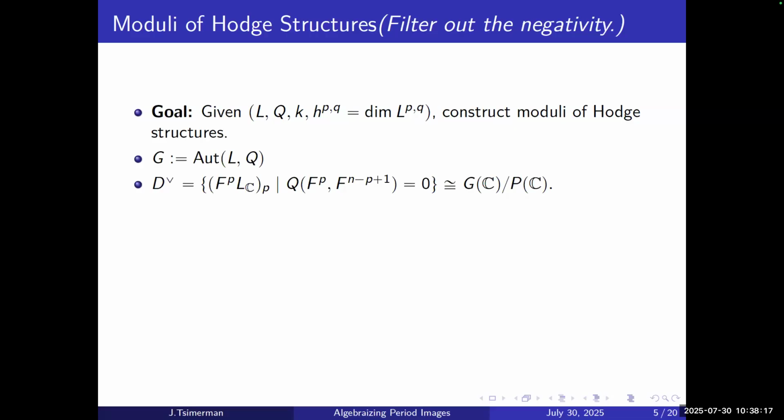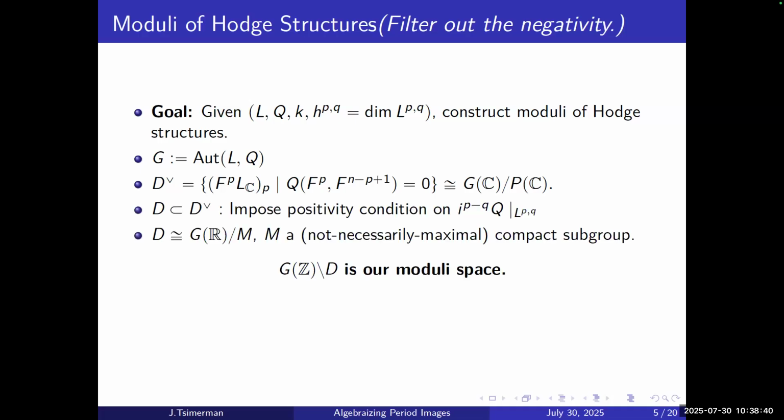And the first thing that you do is you just look at the space of filtrations. So we'll let G be the automorphism group of our polarized lattice. The polarization refers to this bilinear form Q here. So we're just looking at filtrations satisfying the isotropicity condition. And that turns out to be some sort of flag variety. You can write it concretely as the complex points of your group modulo some parabolic group.